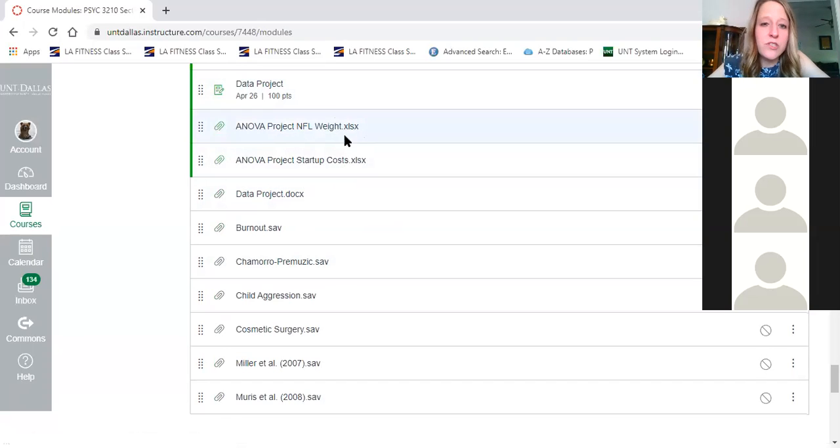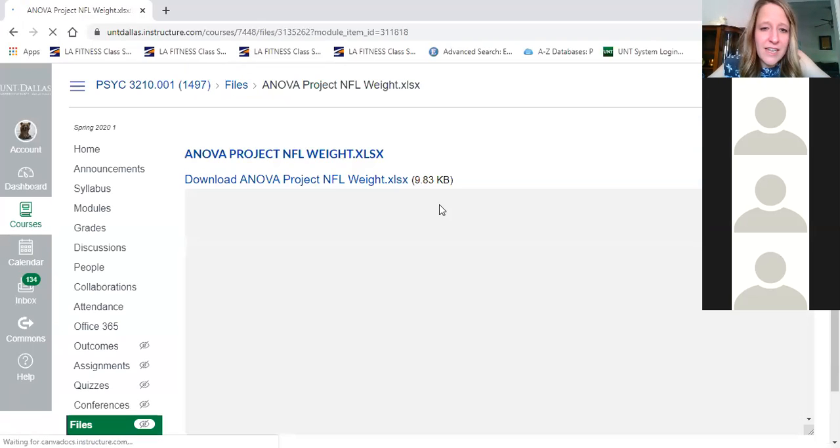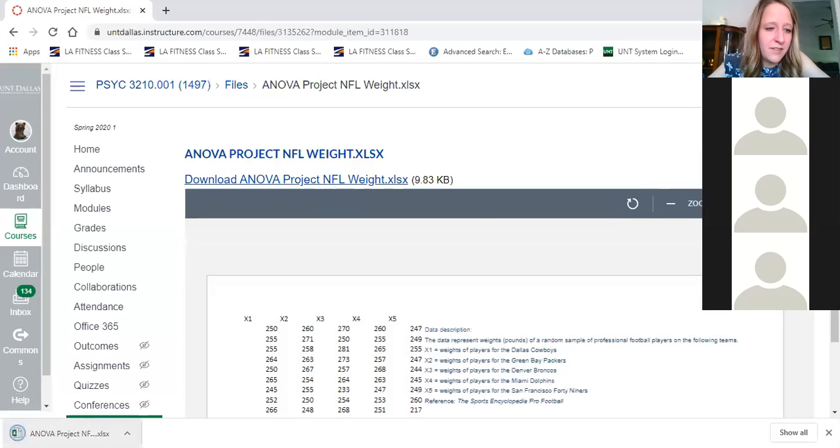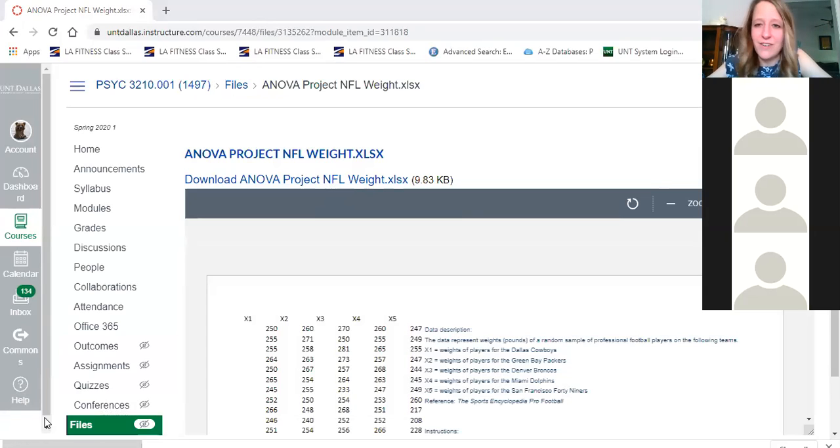And like I said, if you choose to do it by hand, I will post a modified data set that'll be easier to do by hand. But let's say that you say, okay, I want to do it in Excel. And you can pick either one of those data sets. They're just different things, just different sets of data.